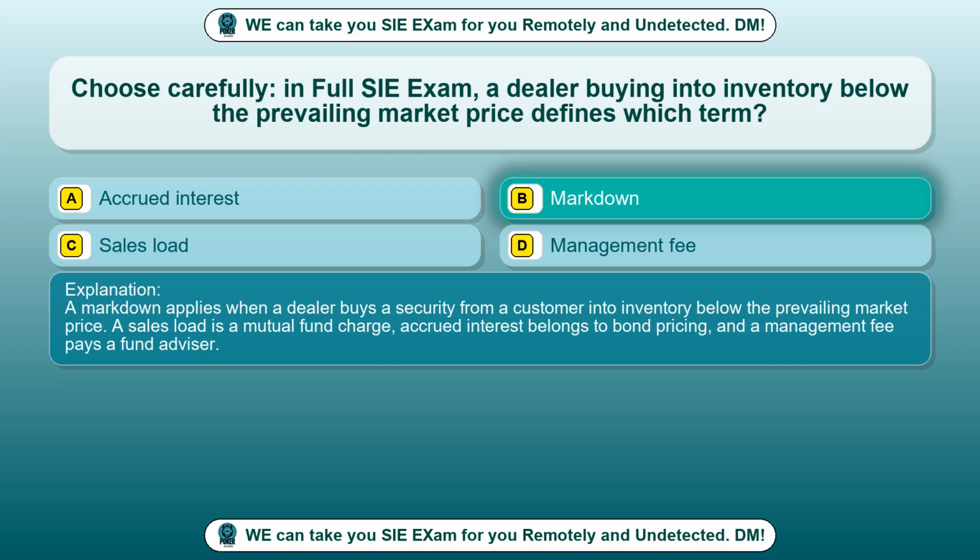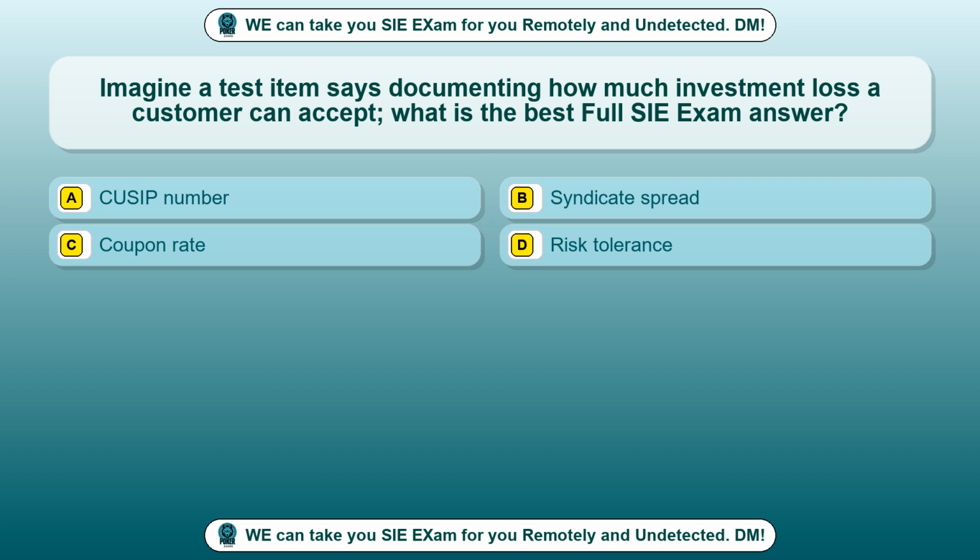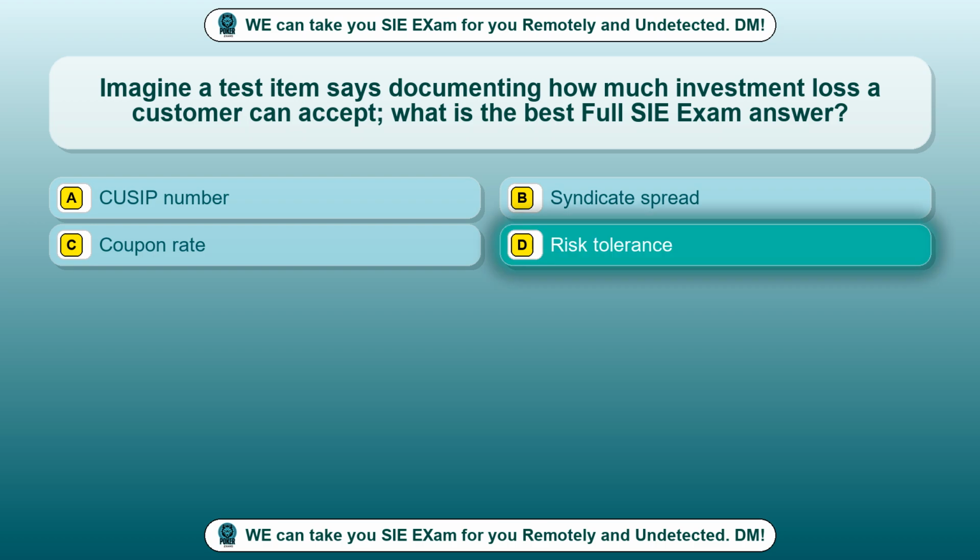A markdown applies when a dealer buys a security from a customer into inventory below the prevailing market price. A sales load is a mutual fund charge, accrued interest belongs to bond pricing, and a management fee pays a fund advisor. Question 44. Imagine a test item says documenting how much investment loss a customer can accept. What is the best full SIE exam answer? Option A, CUSIP number. Option B, syndicate spread. Option C, coupon rate. Option D, risk tolerance. The correct answer is option D, risk tolerance.